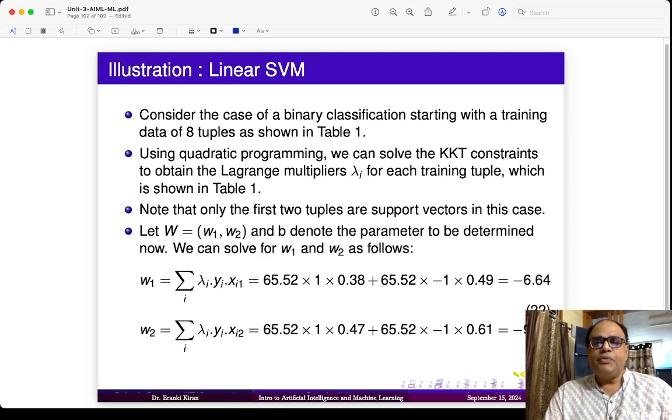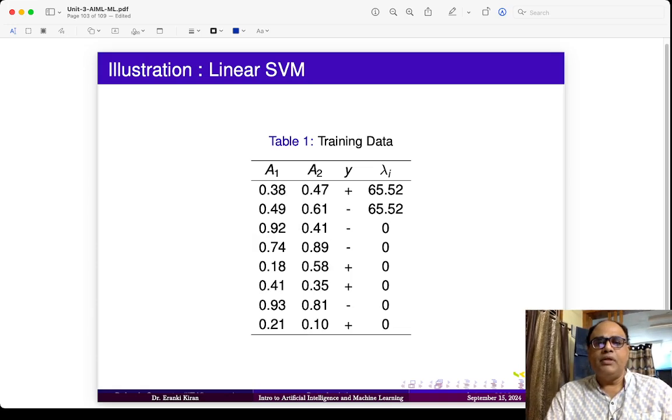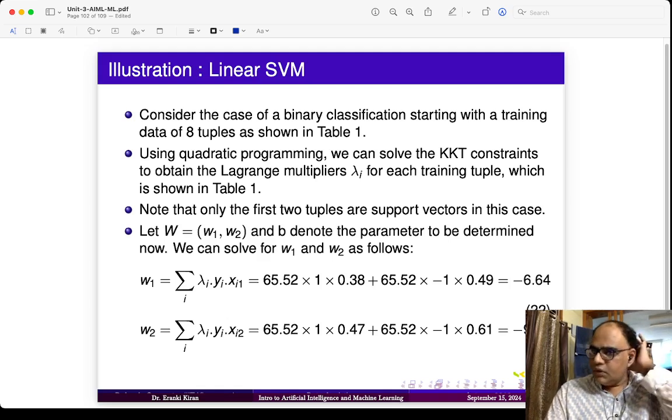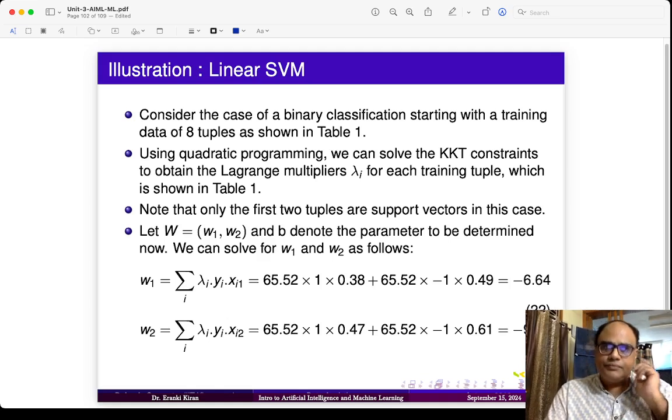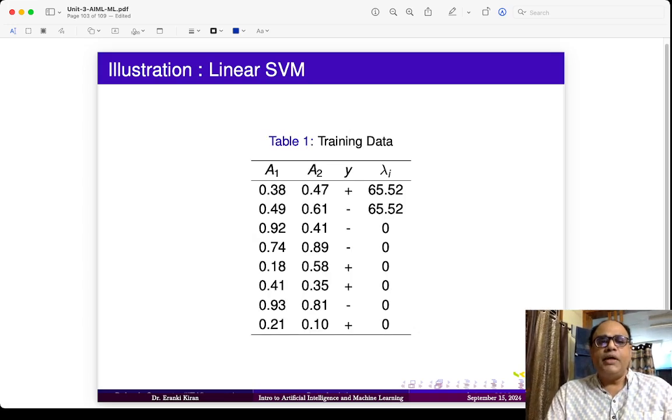So W1 turns out to be minus 6.64. W2 we get in the same manner for the next data point, that is the positive class multiplied by 0.47 and the negative class multiplied by 0.61, for A2. So W1 gives minus 6.64 and W2 gives minus 9.32. Now we substitute these two values to visualize how the support vector hyperplane looks.